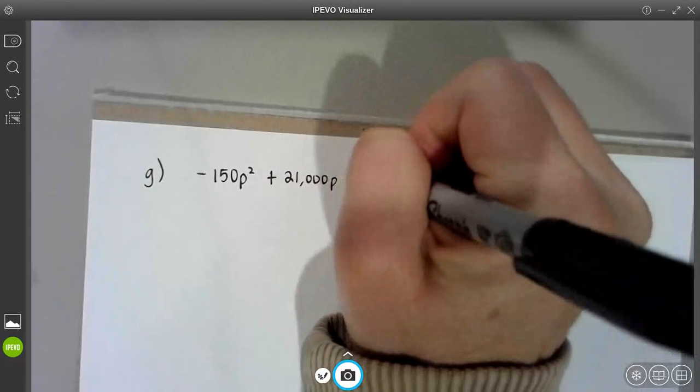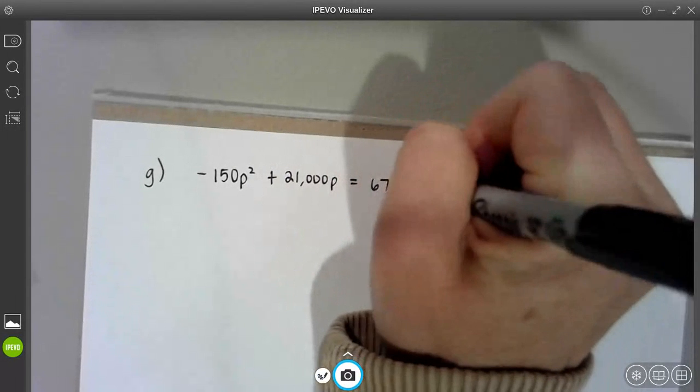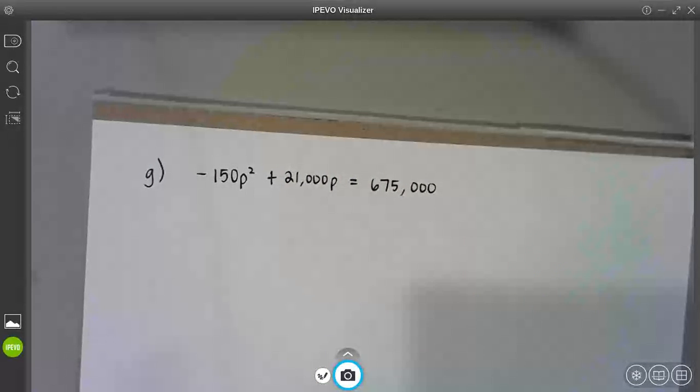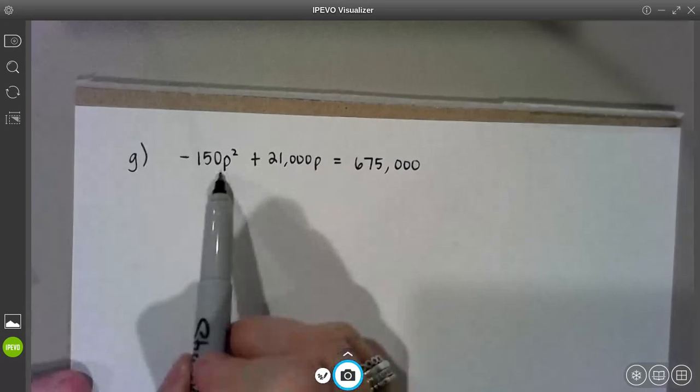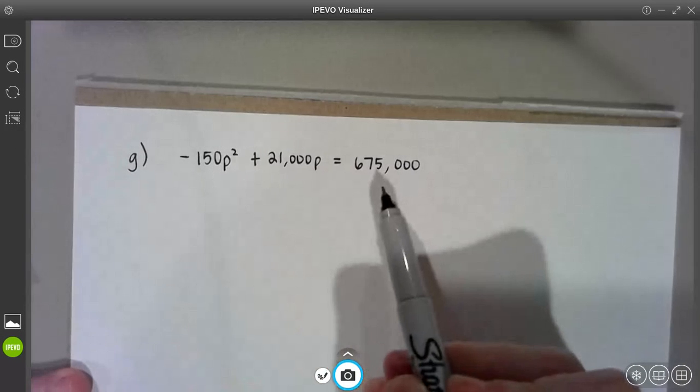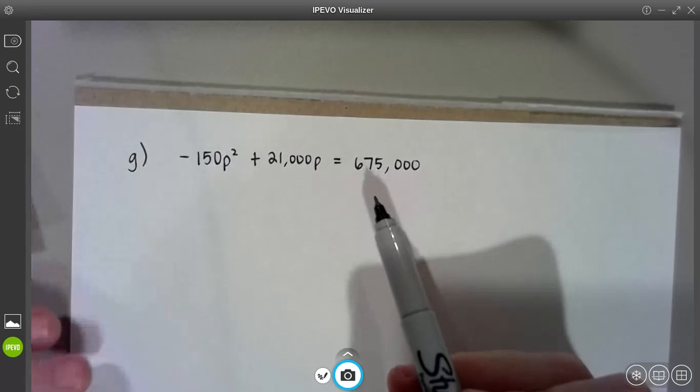When does it equal $675,000? So again, this can be done on the graphing calculator. I'm just afraid that if it's not an exact answer, you're going to get marked wrong. So let's do it by hand first. It's basically a quadratic equation that you have to solve. I'm going to hope it factors so I don't have to use the quadratic formula.